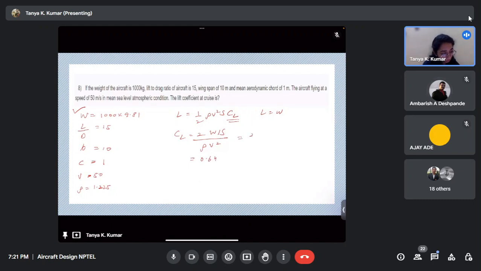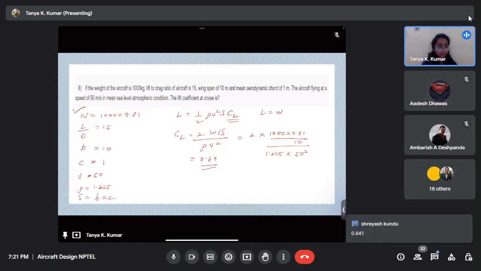So it's 2 into 1000 into 9.81, and it's W by S. S, I'm taking B into C. So S is B into C. So that's 10 divided by density is 1.225, 50 square, and that you get 0.64. Yes, everybody's getting 0.64.